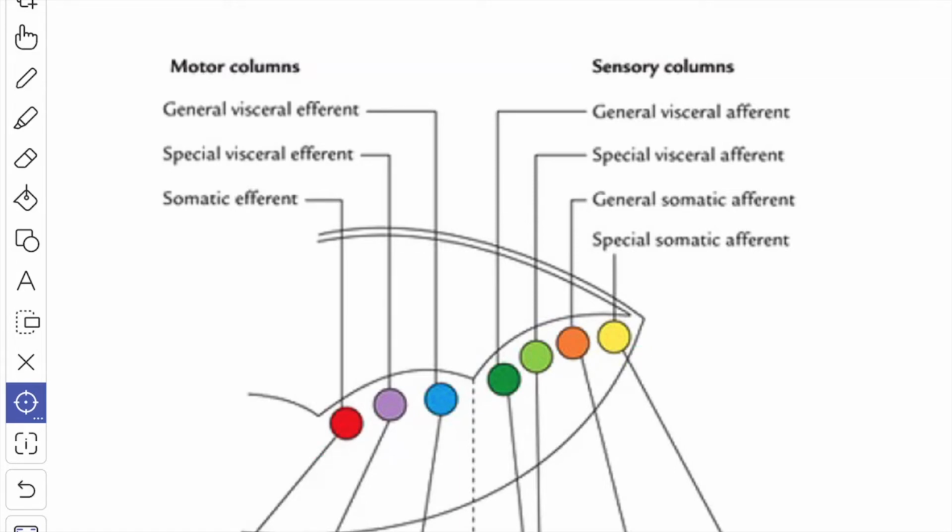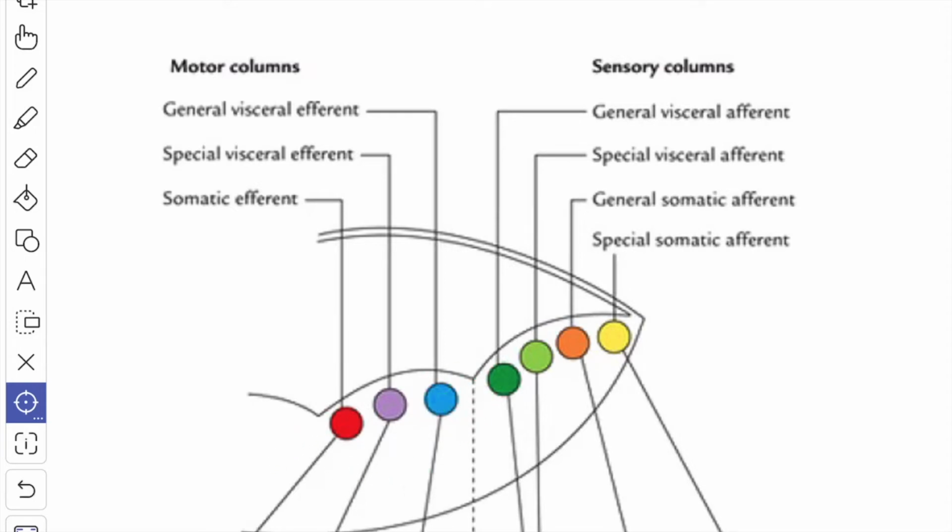They are the general somatic efferent, then the special visceral efferent, then the general visceral efferent. So these form the motor columns. Again I repeat, the center one is the special one. On either side you have the somatic and visceral. So they are the general somatic efferent, the special visceral efferent, and the general visceral efferent. So these are the motor columns.